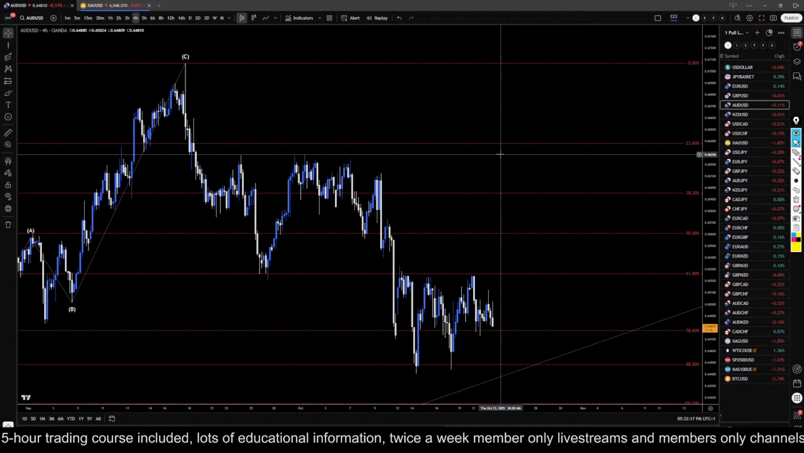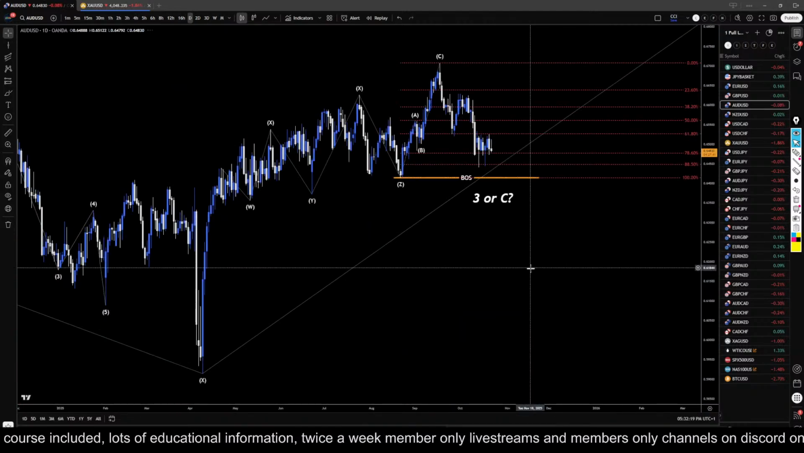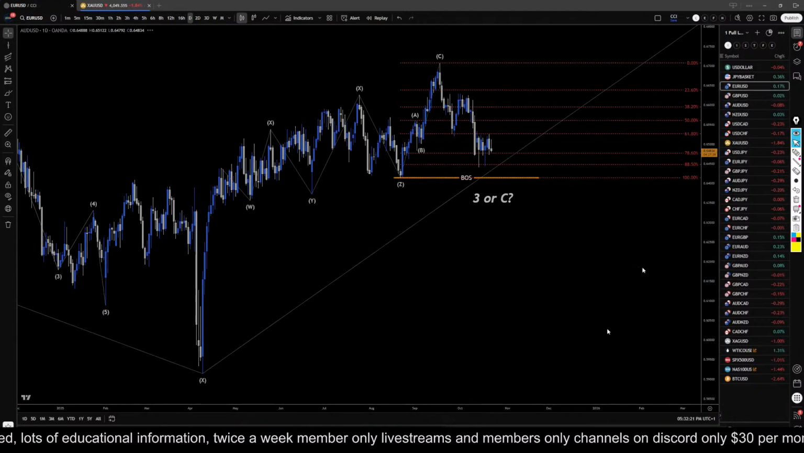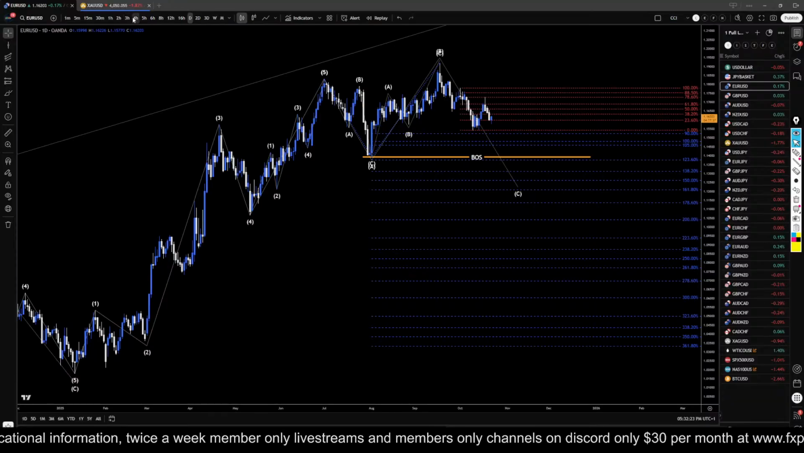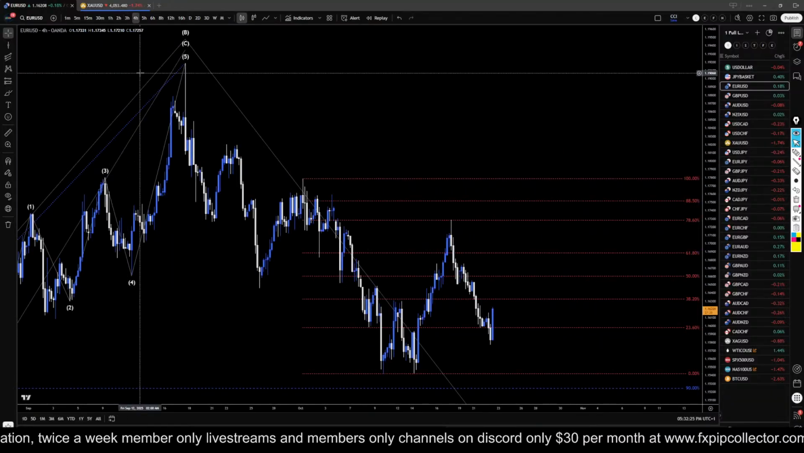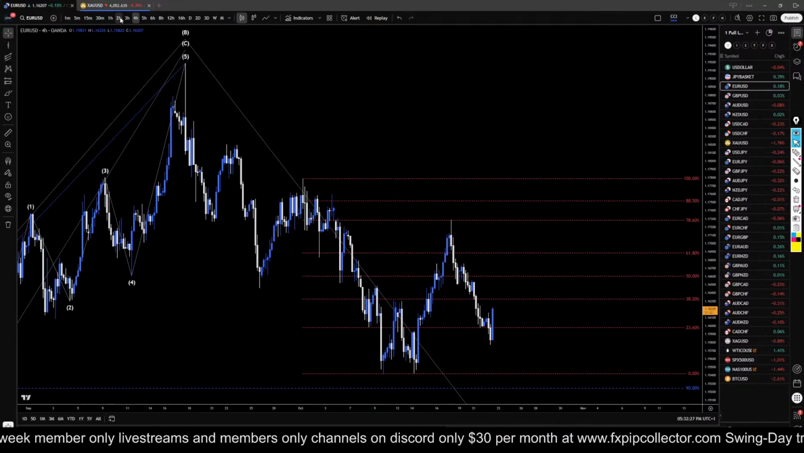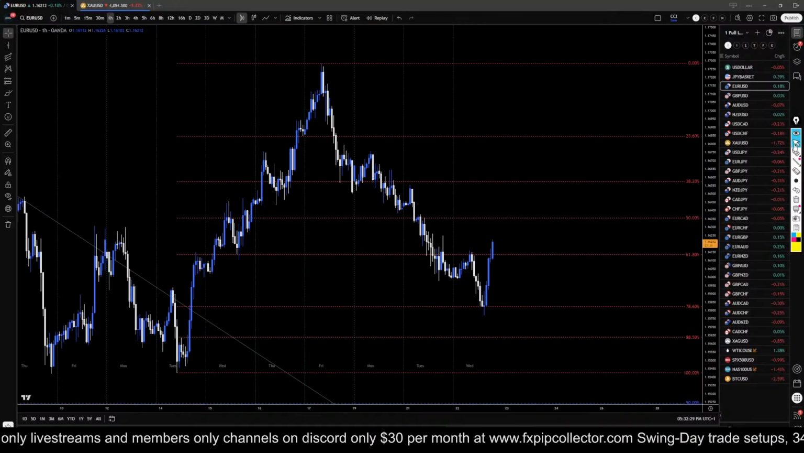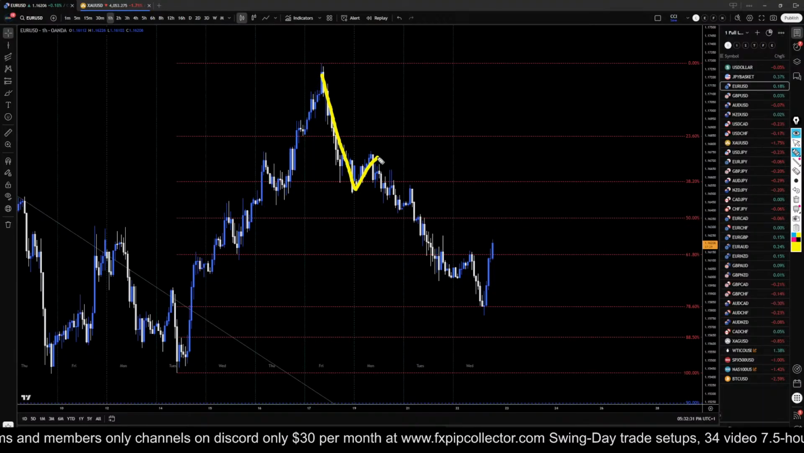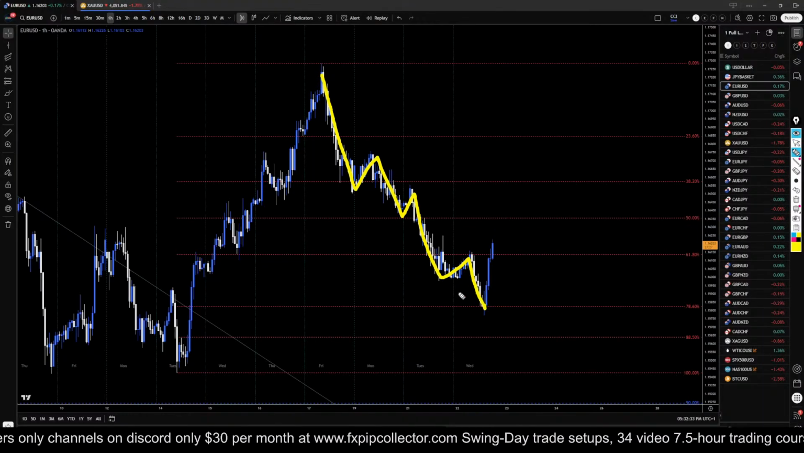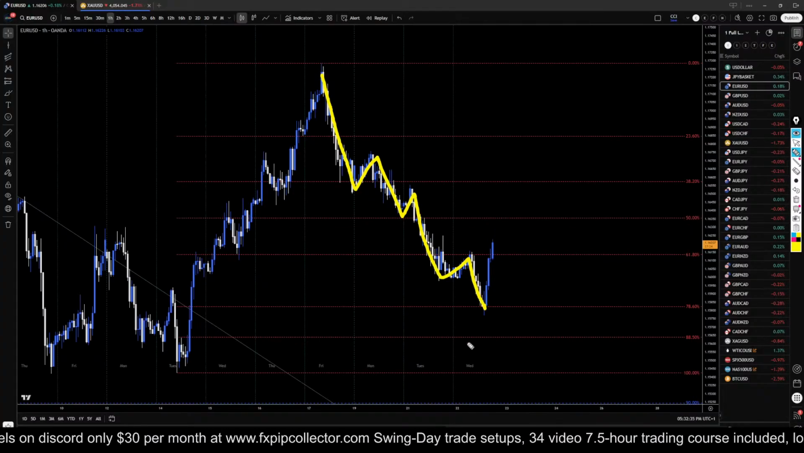Man, the Aussie has been terrible too. Man, look at that thing. I don't know, I'm wondering if this is just a false move. The euro dollar looks like it's breaking structure, but on the 4 hour, this move down is definitely a trend. I can't call that a pullback. That pretty much has to be a trend.